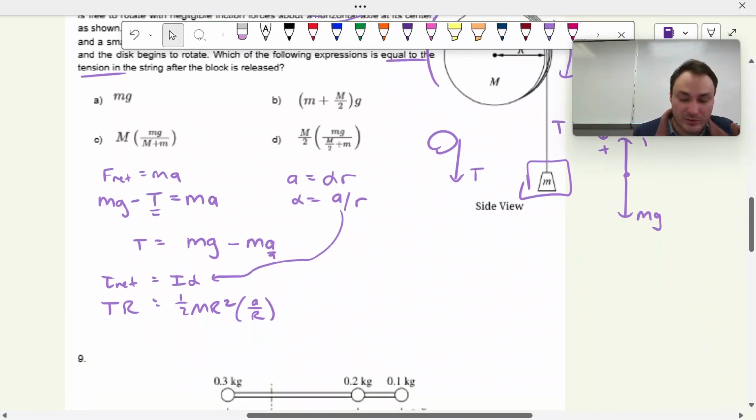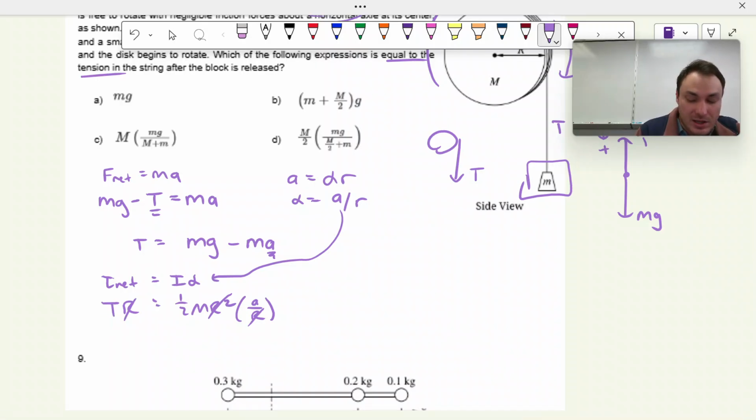Let me make more space for myself. All of the r's will cancel out here. Oops, not the t, the r. And then we get that tension is equal to 1/2 times m times a. Okay, we now have two expressions for tension, and both of these have acceleration.